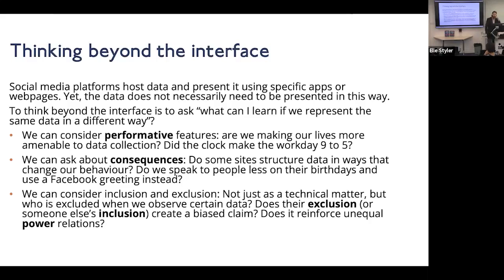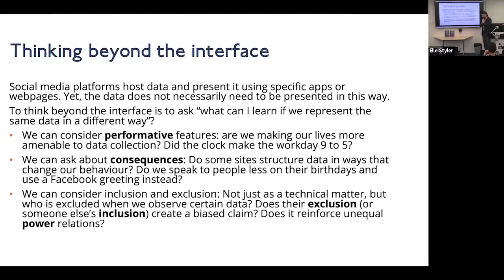Well, we can consider performative features then. Are we making our lives amenable to data collection? Did the clock make the workday 9 to 5? What was the workday like before the clock? Before the clock, we structured it in a different way, and the clock creates a form of structuring. So we're not merely saying people like to get up at 9 a.m. We're assuming that people understand the clock, and the clock helps order the day. And once it has that order, then we can think about 9 a.m.